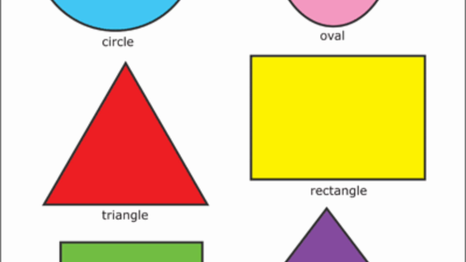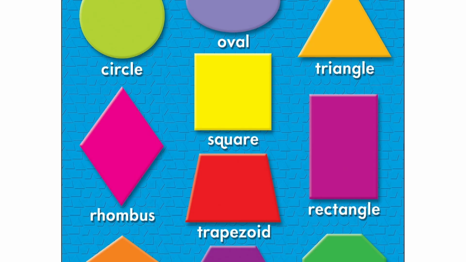Many real-life objects aren't perfect squares or circles. To find the area of composite shapes, break them into simple shapes like rectangles, triangles, and circles. Find each area and then add them together for the total area.